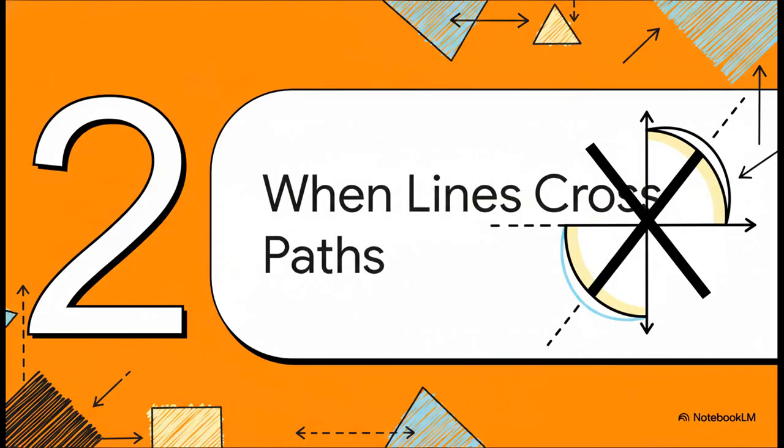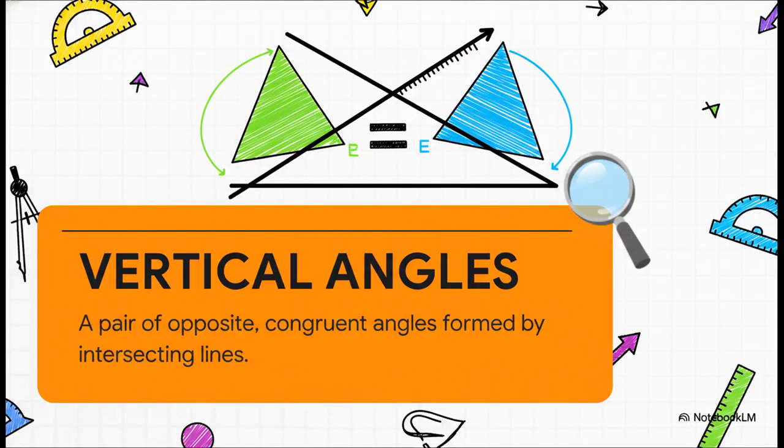Okay, now let's make things a little more dynamic. What happens when 2 lines actually intersect and make that classic X shape? Well, as you're about to see, this one simple action gives us 2 really important new angle pairs to work with. And this brings us to vertical angles. Now, the name might make you think up and down, but in geometry, vertical just means they're opposite each other when 2 lines cross. But the most important word on this slide by far is congruent.